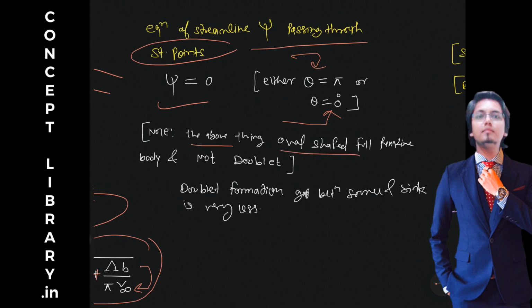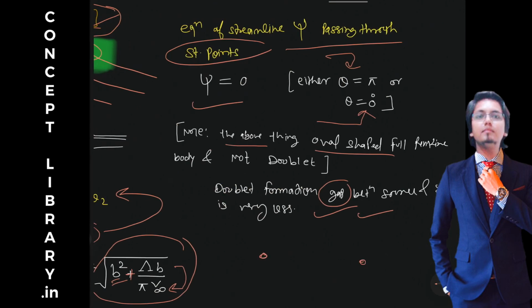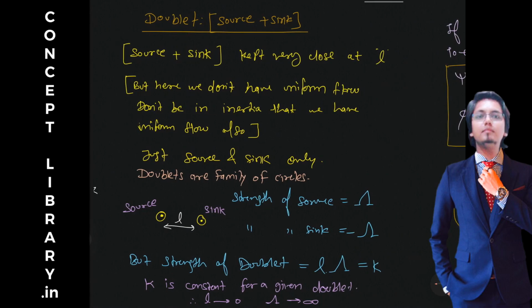Doublet formation will come if your gap becomes very small. Like right now, in the case of the Rankine body, we have source here and sink here. Let them come closer, then we form a doublet. So doublet needs just one extra thing, and that is nothing but the distance. You decrease the distance, so source and sink together give a doublet. So the distance is very small.